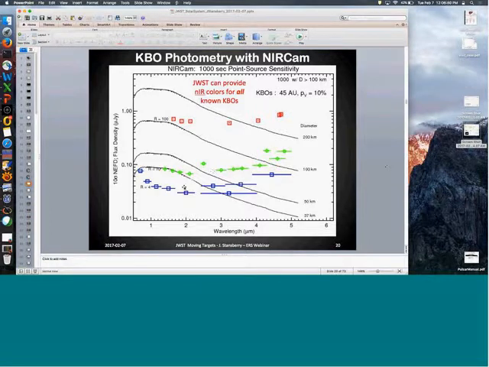This is the sensitivity of JWST, and this is showing our sensitivity limits in a 1 second exposure versus predicted spectra for KBOs at 45 AU, so outer Kuiper belt objects. And basically, the bottom line is that you can do near infrared spectroscopy for any known KBO with NIRCam in a reasonably short integration time.